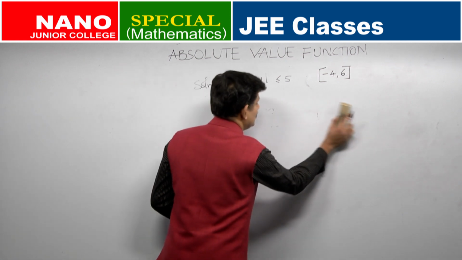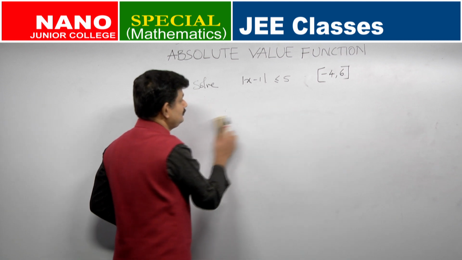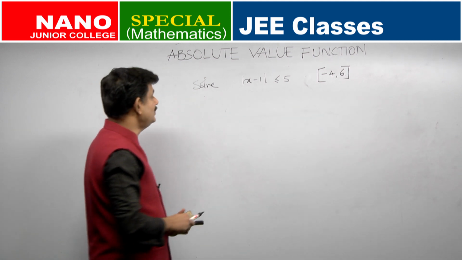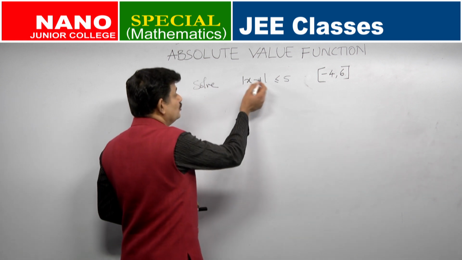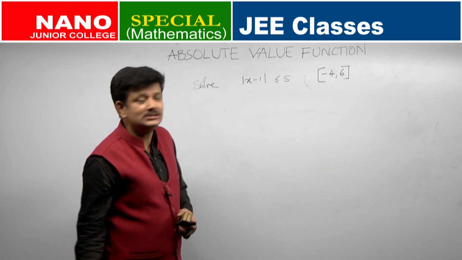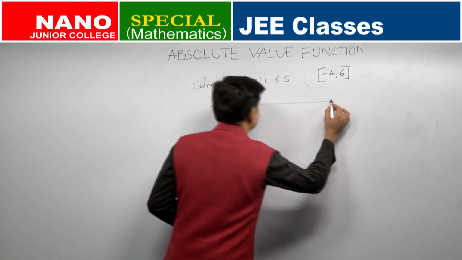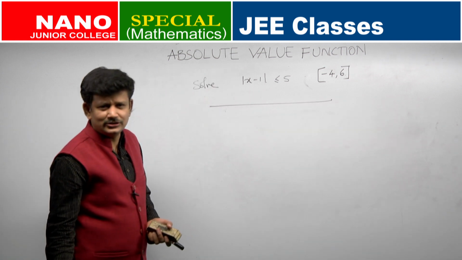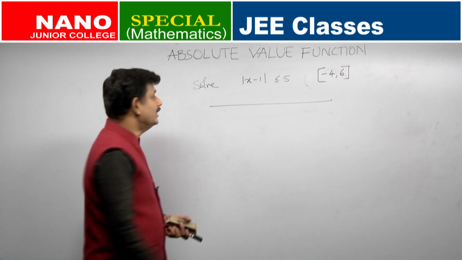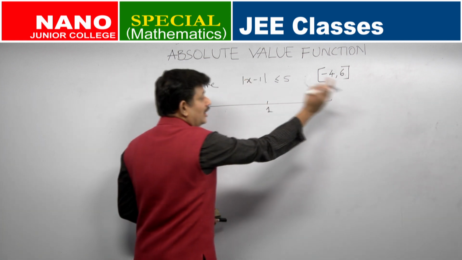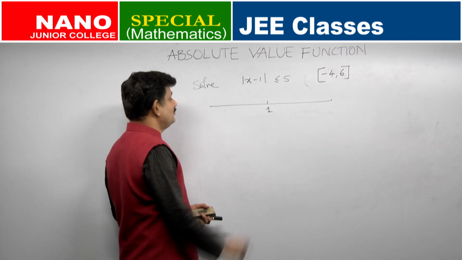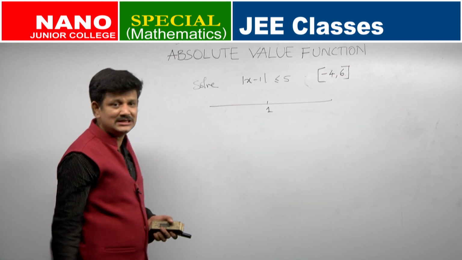Let us solve the same question analytically. What do you have to keep in mind? You have to remove the modulus sign. And when can you remove the modulus sign? When you know when the quantity within the modulus is positive and when it is negative. To know that, you have to cut the number line at 1. For the points to the right, x minus 1 is positive. For the points to the left, x minus 1 is negative.